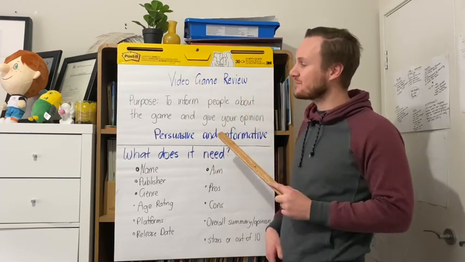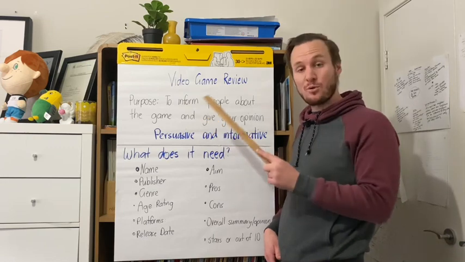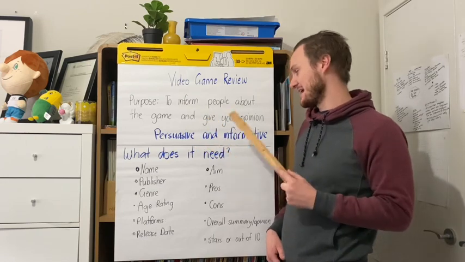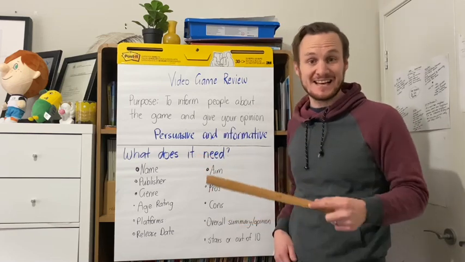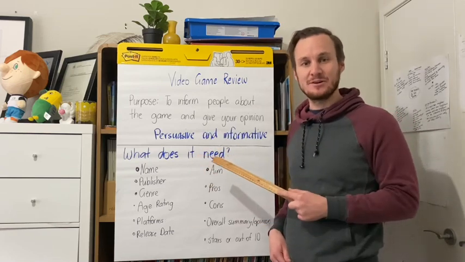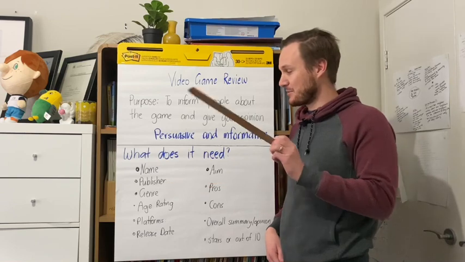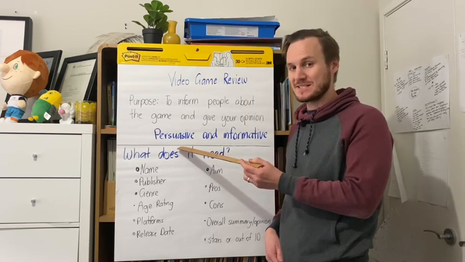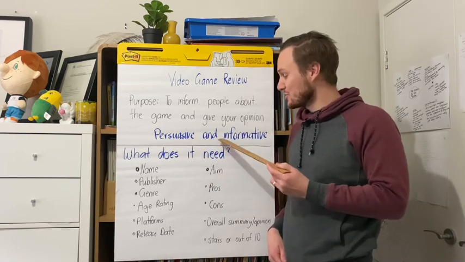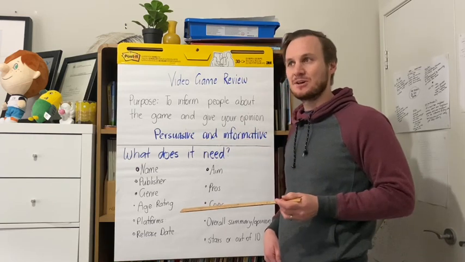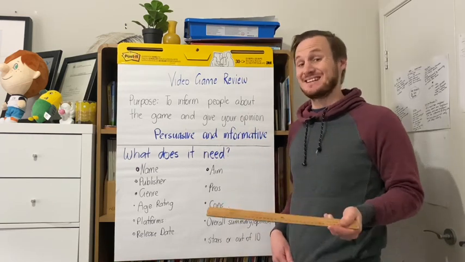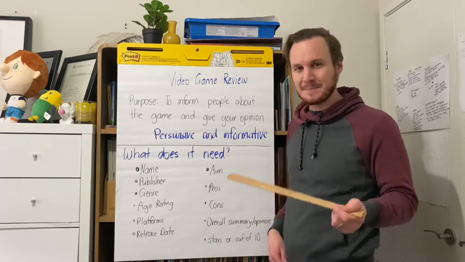Now, the purpose of a video game review is to inform people about the game and to give your opinion. So you want to tell them about what the game has in it, but you're also giving your opinion as well, which is a strange thing because it makes it both a persuasive topic for persuasive writing and also informative, because you're informing people about the game, but you're also trying to persuade them. Not even trying to persuade them, sometimes it's accidental. By giving your opinion, you are persuading people.